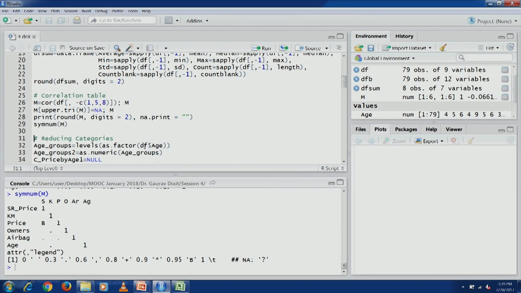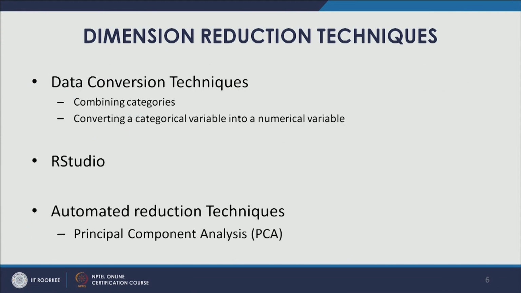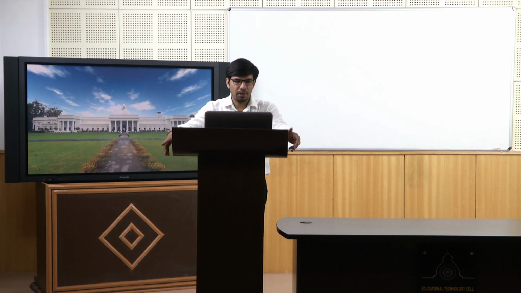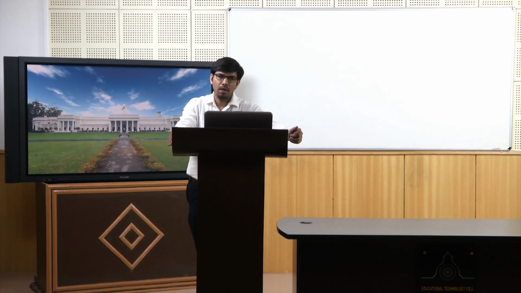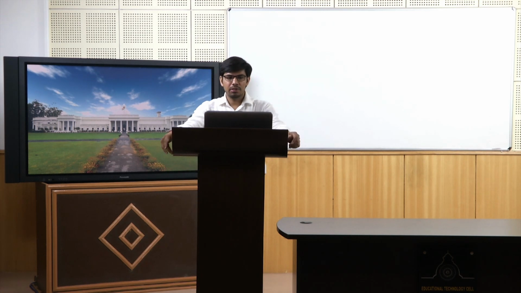So this is another function. Let's go back to slides. Now another method for reducing dimension could be data conversion techniques. If we have a categorical variable and many categories are there, we can have a look at the data and identify the categories which can be combined. So combining categories, as we discussed, can reduce dimensions.